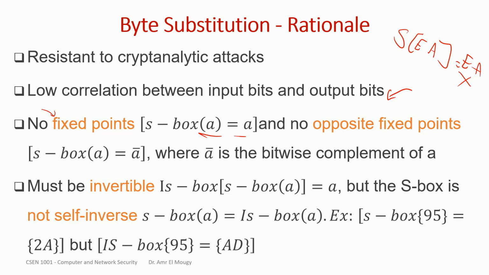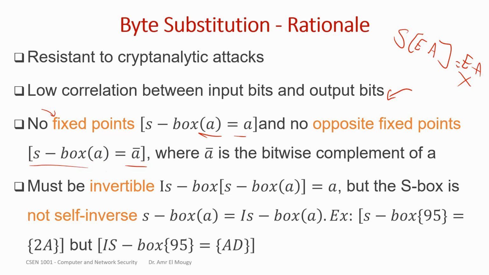There is also no opposite fixed points. So an opposite fixed point is that if you encrypt or you substitute A and you get A dash, where A dash is the bitwise complement of A. So ones and zeros become zeros and ones. This is an opposite fixed point, and there is no opposite fixed points in the S box of AES.